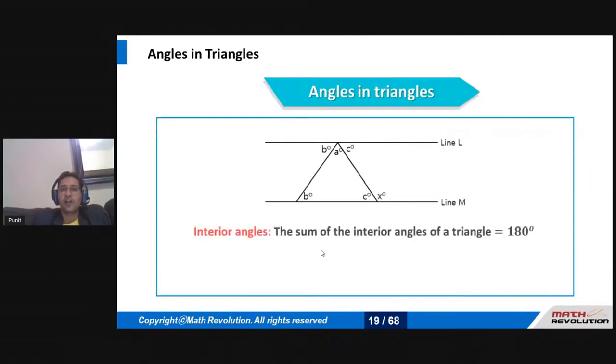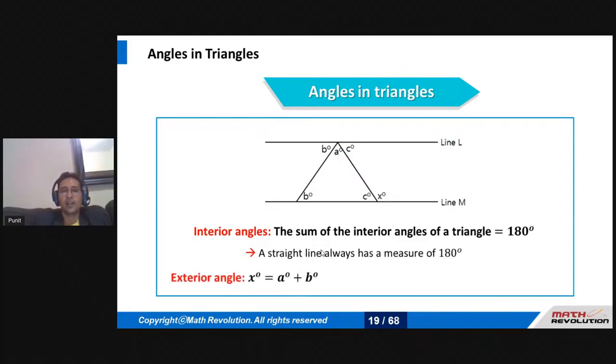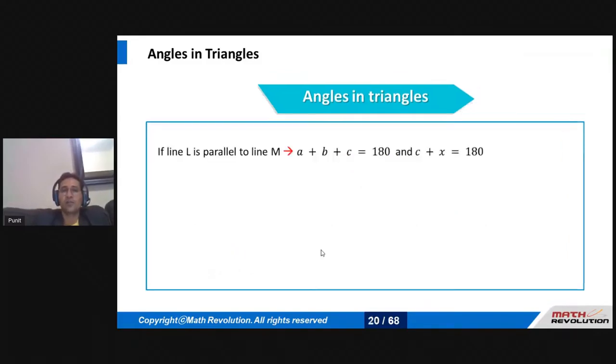Angles in triangles. When we talk about angles in triangles, the sum of interior angles in a triangle would be 180 degrees. The straight line angle is always 180 degrees. Now the exterior angle x degrees would always be equal to a plus b. So we have a line L and a line M, the two parallel lines. We have a triangle inside it. We have three angles A, B, C. X degrees is an external angle. That would be equal to a plus b.